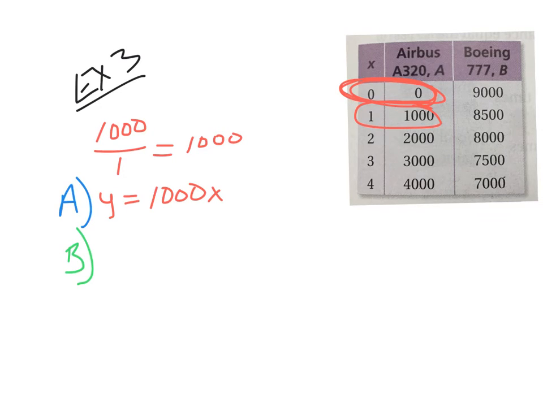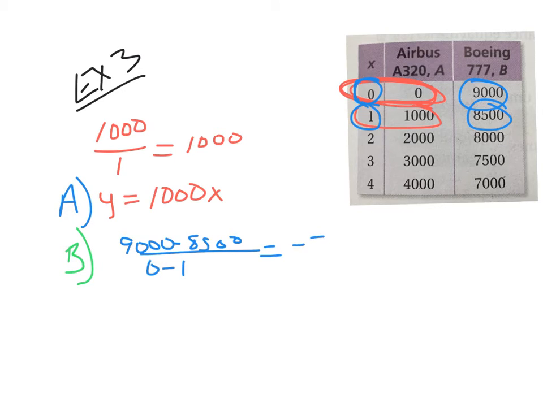Airbus B, we need to make an equation, so let's look at it and make 2 points. So we have 0 and 9,000 and 1 and 8,500. So let's use our equation. 9,000 minus 8,500 over 0 minus 1. So what's 9,000 minus 8,500? 500, over negative 1, which becomes negative 500.